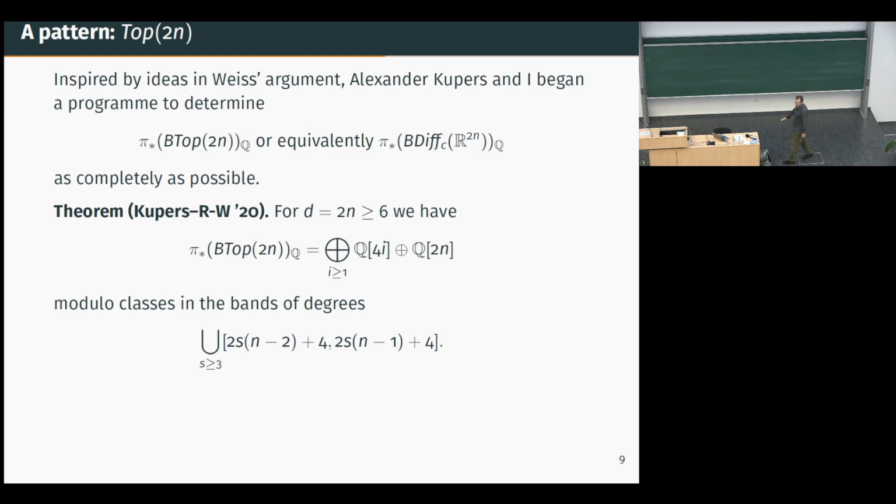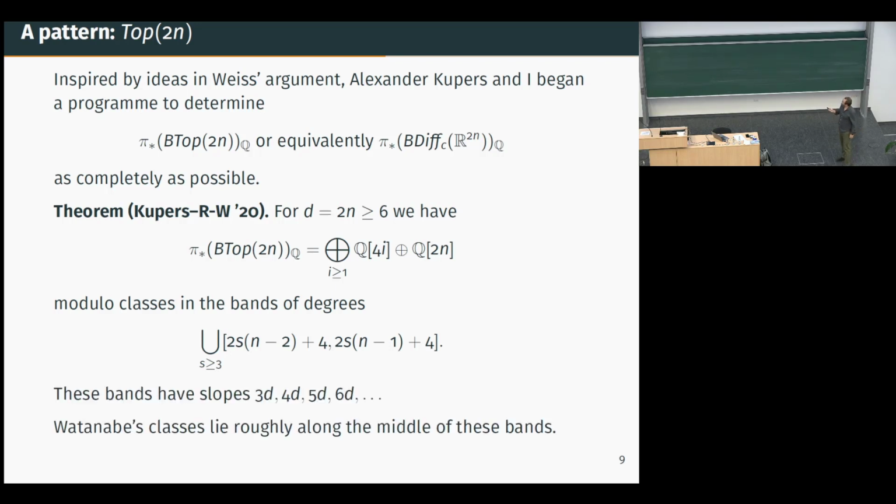We showed that this formula of Farrell and Hsiang is correct not just in a range of degrees, up to 4/3 times d, but it's correct outside certain bands of degrees, which I've written as a formula. Looking at the formula is not very enlightening. I'll show you a picture on the next slide. Let me just say, of course, what these classes that Watanabe discovered are there somewhere, so they have to be explained in this picture, and they basically lie in the middle of these bands, and so they're in the ranges of degrees that we've excluded.